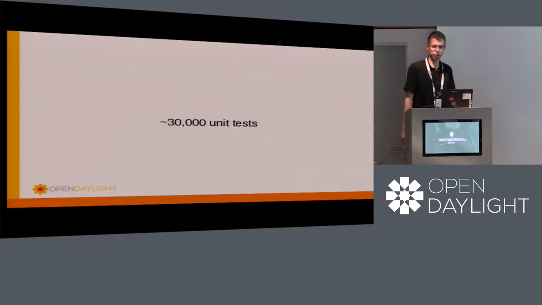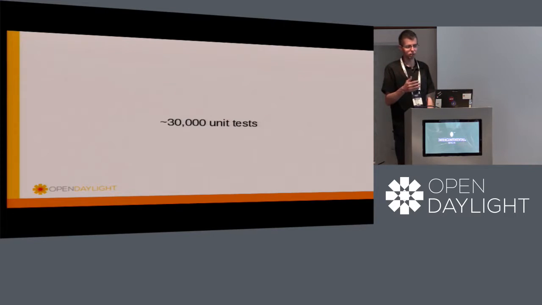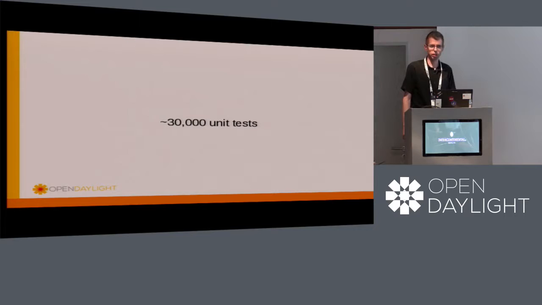There's a fair number of unit tests. When I was putting these slides together, I ran a quick grep through all the code in OpenDaylight. So this is in the development branch. Then we have around 30,000 unit tests, which is a decent number, perhaps not enough. You can always have more tests. And they're not all high-quality tests either. But it's nice to know there's that safety net at least already.